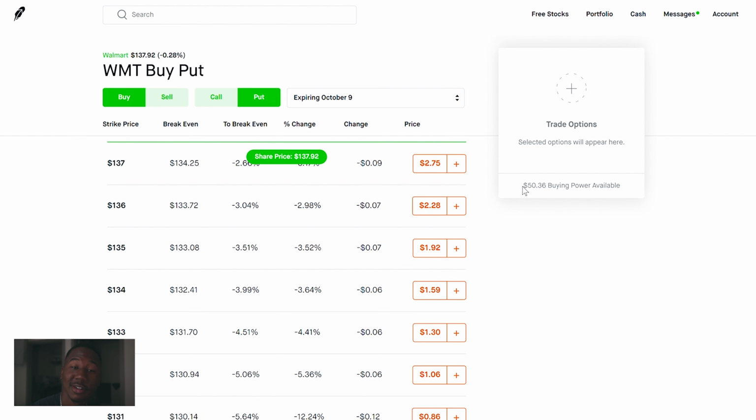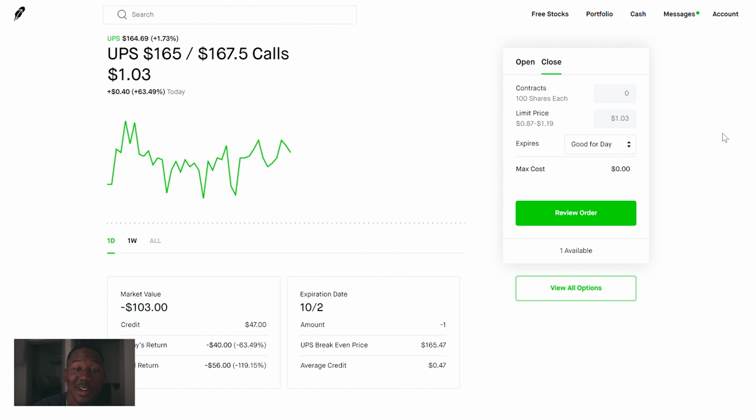So now let's go take a look at a contract that I'm in so we can close it out and take a look at what it looks like to be positive or negative on the position. So yeah, let's go to the position. All right, so here we are. We're looking at one of the positions I'm in, and as you can see, it says negative $103 market value.